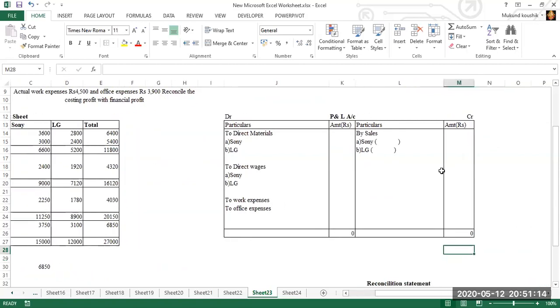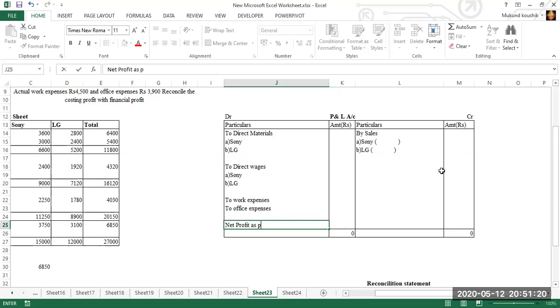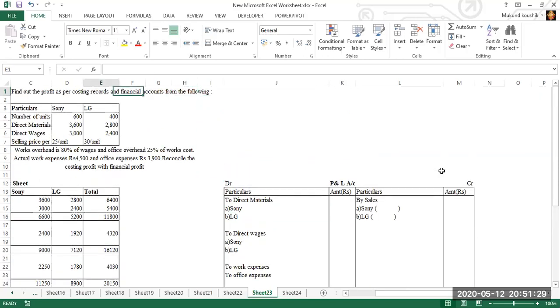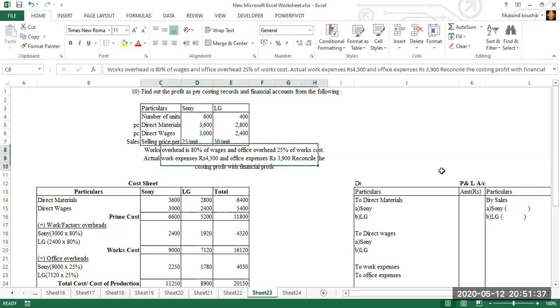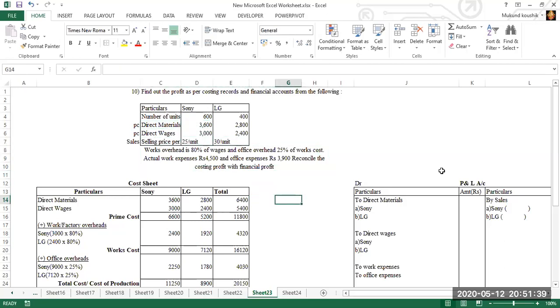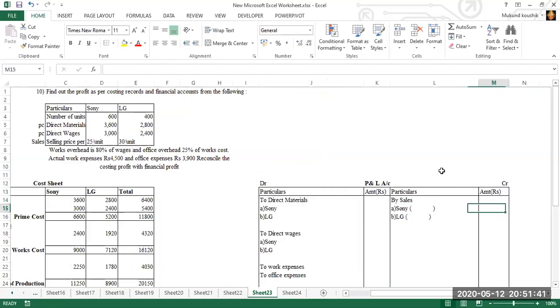Second step, we have to find out the net profit as per financial accounting. So how do we find out net profit as per financial accounting? Again, we have to debit all the expenses which they have given. Here direct materials and direct wages are expenses, right? Whatever they have given, we have to record on the debit side of the P&L account. So we have to prepare the P&L account.